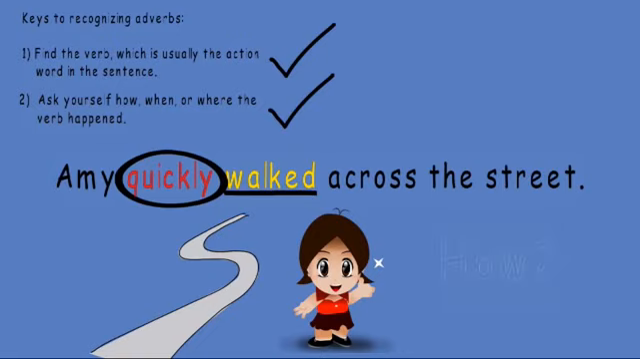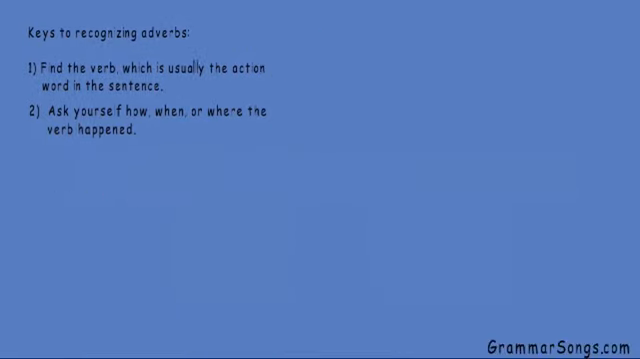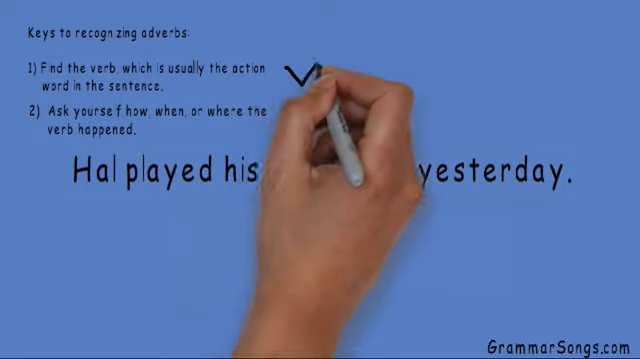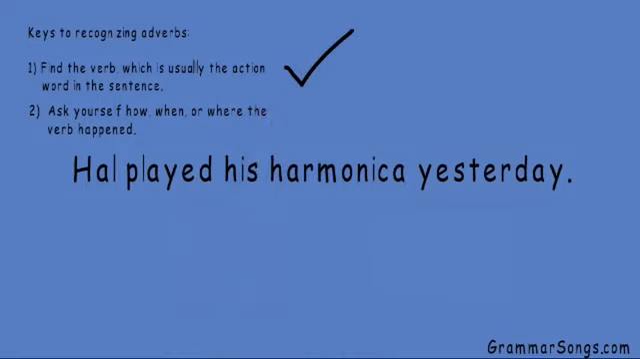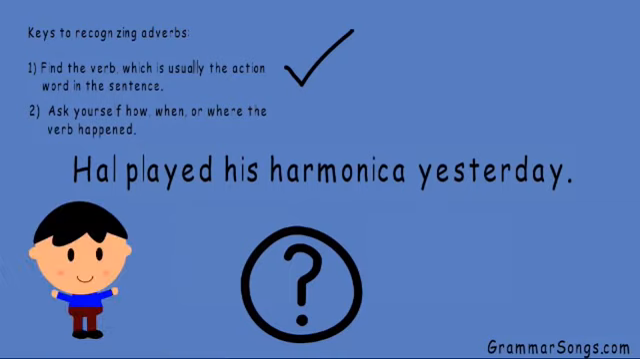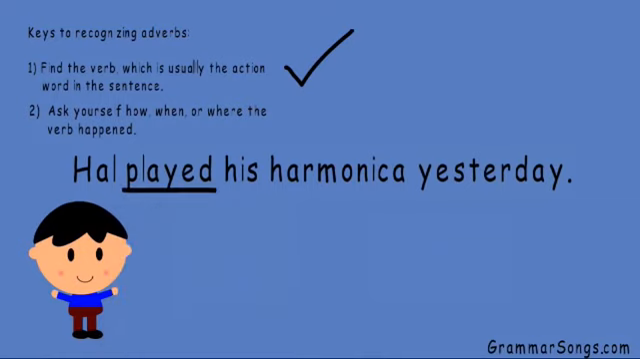Let's look at another sentence. Hal played his harmonica yesterday. First, we need to find the verb, which is usually the action word in the sentence. Do you see a word that shows action? I know Hal is a boy, and he is a person, so what did Hal do? He played his harmonica. Played shows action. Played is my verb.